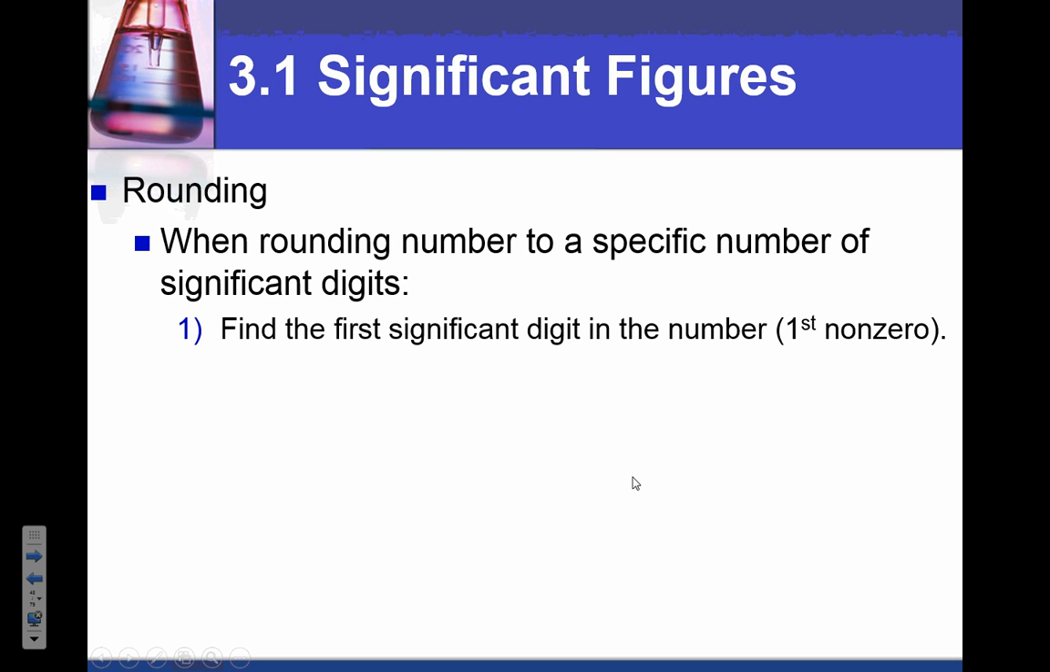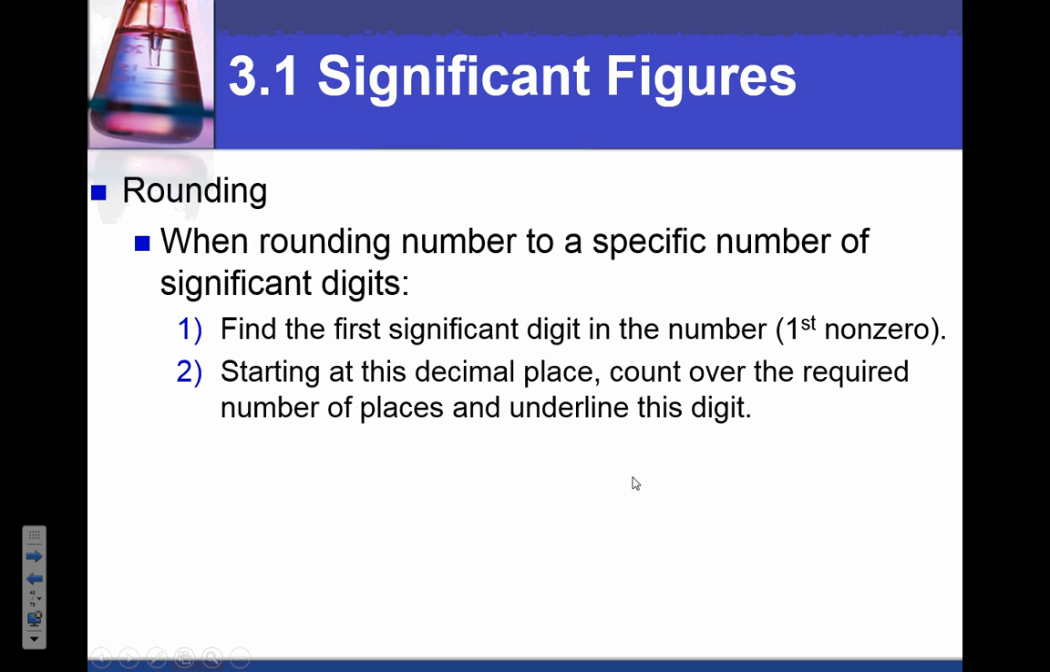So if we have some number and we want to round it to, let's say, 3 significant digits or 4 significant digits or 2 significant digits, how do we go about doing that? Well, I can't assume everybody remembers and knows exactly how you round, so I want to make sure we look at this idea. Now, first you're going to find the first significant digit in the number. Remember, that's the first non-zero, because at the beginning of a number, zeros never count.